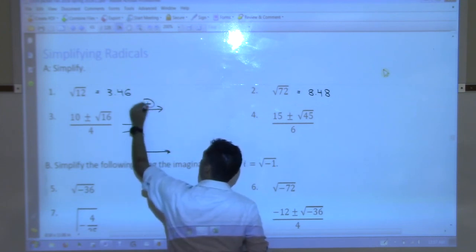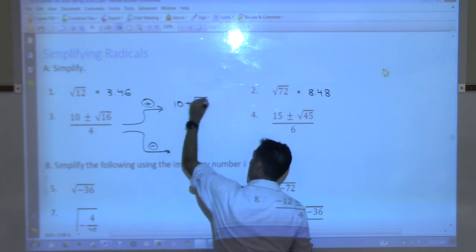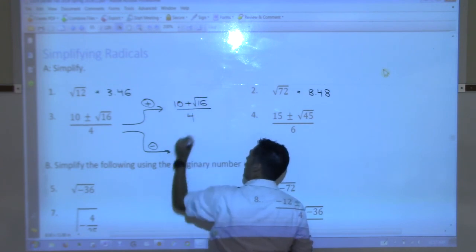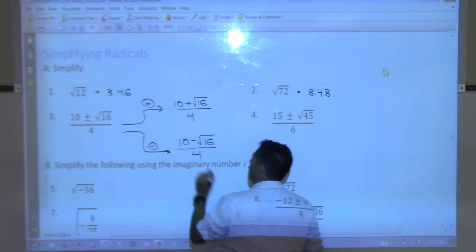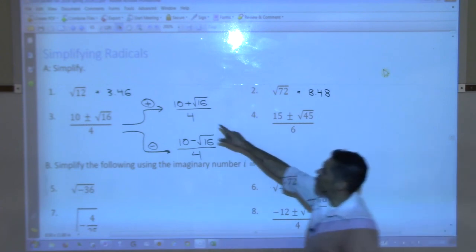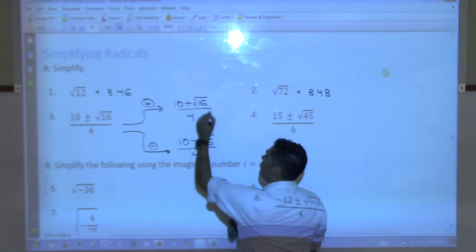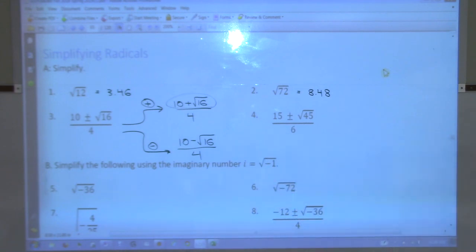First, let's look at the plus, and then we'll look at the minus. If we do it as a plus, you're going to have to do 10 plus root 16 over 4, and if you do it as a minus, you do 10 minus root 16 over 4. So on your calculator, you need to do this first. Type all of this in first, and then hit the enter key. I'm going to get my calculator out.